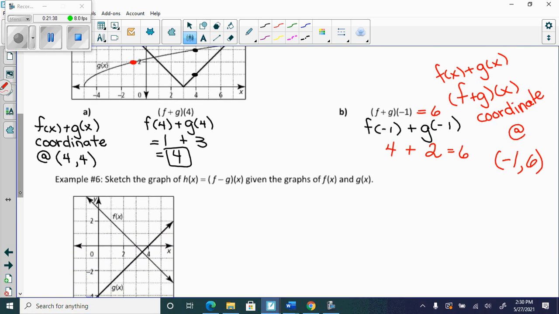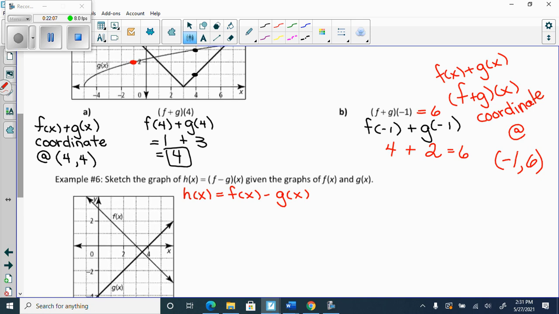So we have example number 6. Example number 6 wants us to sketch the entire graph of f minus g of x. So this is the same as saying it wants us to sketch the graph of h of x, which is f of x minus g of x. Now what I did in the previous examples is I actually found 2 coordinates on the graph of f of x plus g of x, 4, 4, and negative 1, 6, correct? Will 2 coordinates be enough to graph the whole graph?